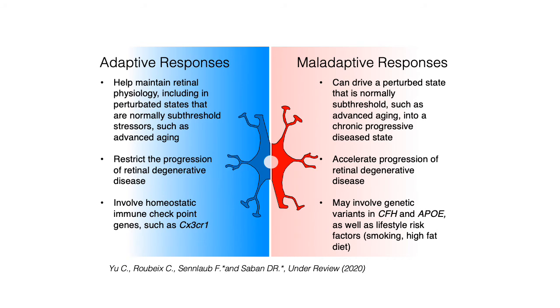On the other side, you have a maladaptive response, and this could be in the absence of CX3CR1 or potentially in gene alterations of risk factors, or even compounded by non-genetic risk determinants such as weight, Western diet, meaning, and smoking, as well as advanced aging. And in this maladaptive state, you can drive a perturbed state, which is normally subthreshold. And it can be that the progression of retinal degenerative disease is accelerated. And again, may involve these genetic variants and non-genetic determinants.